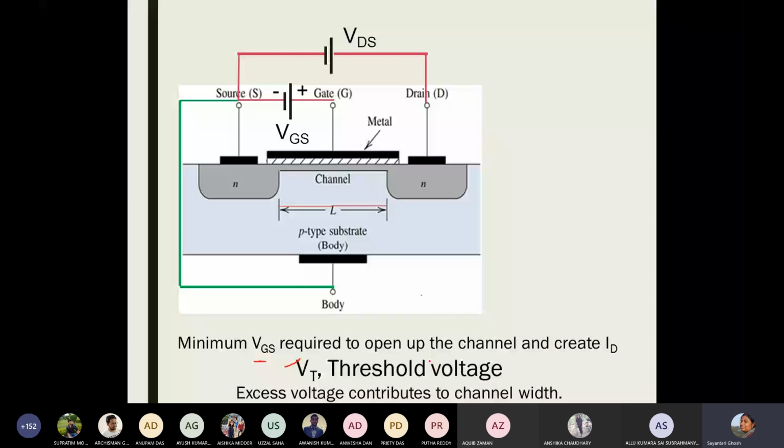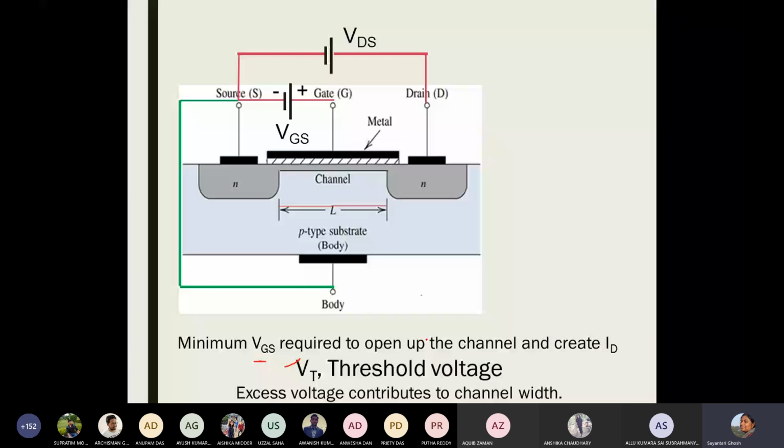So suppose I have a device whose VT is 2 volts. Okay, so if VT is 2 volts, that means that unless your VGS is more than 2 volts, you cannot have a channel there. So the device will remain off for that time. Now, if I have VGS equal to 3 volts, then 3 minus 2, that is the threshold voltage, that 1 volt will be contributing to the channel width.